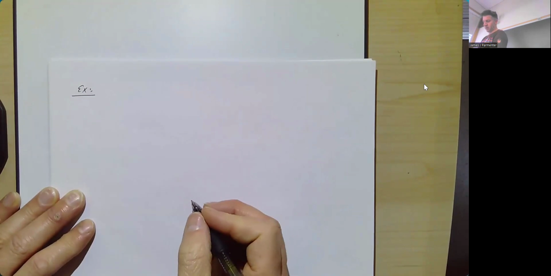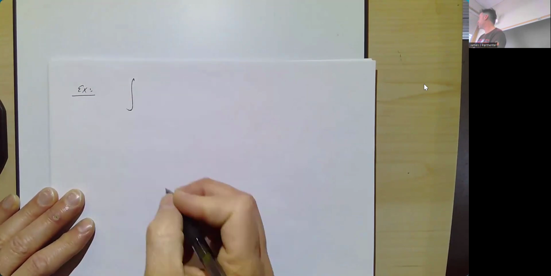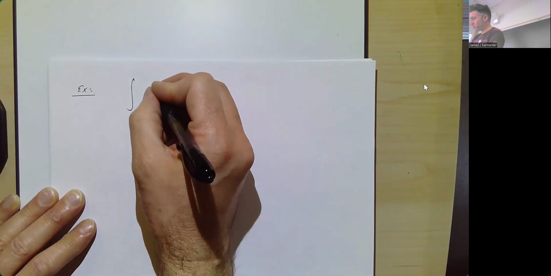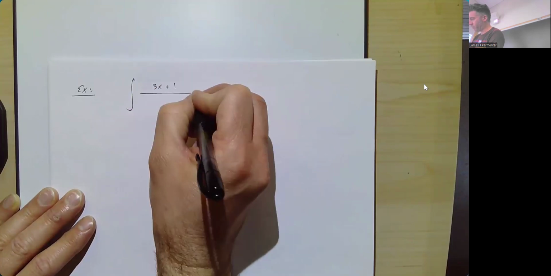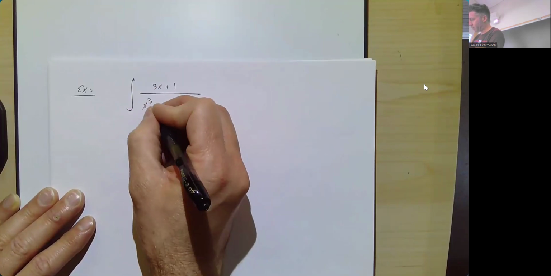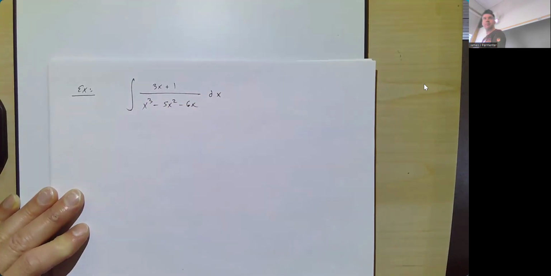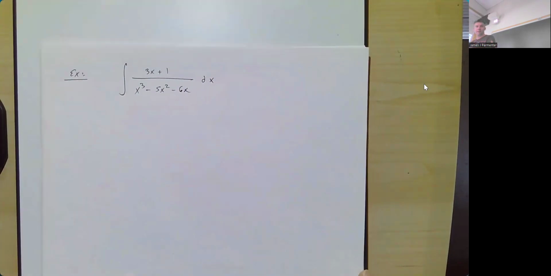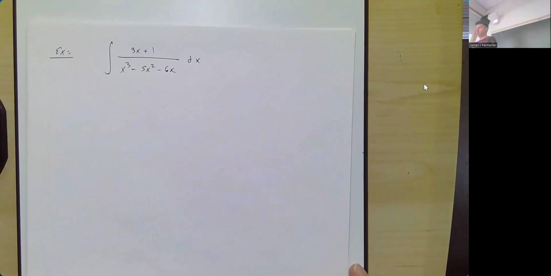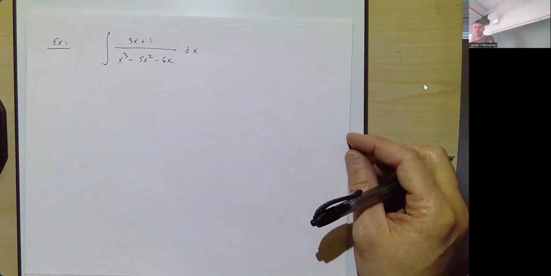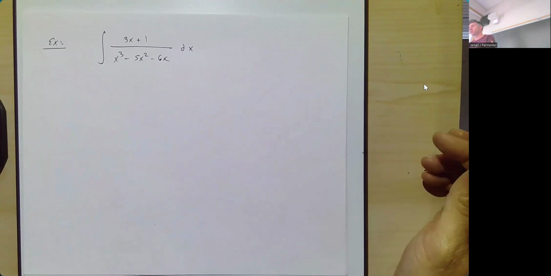Let's say we want to integrate 3x plus 1 over x cubed minus 5x squared minus 6x. Sometimes the algebra or the arithmetic gets pretty messy on these, so be diligent.